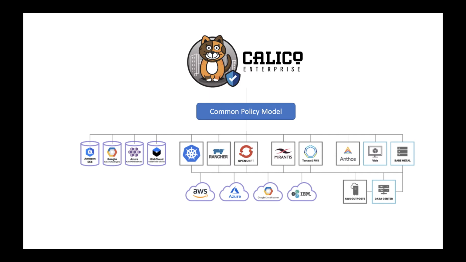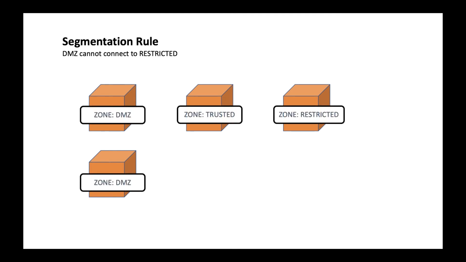Let's take a look at one of these policies. This is a simple rule that states that workloads running in the DMZ, or internet-facing workloads, cannot talk to workloads running in the restricted zone, where customer data is being processed. Our policy is based on metadata and simple to set up.